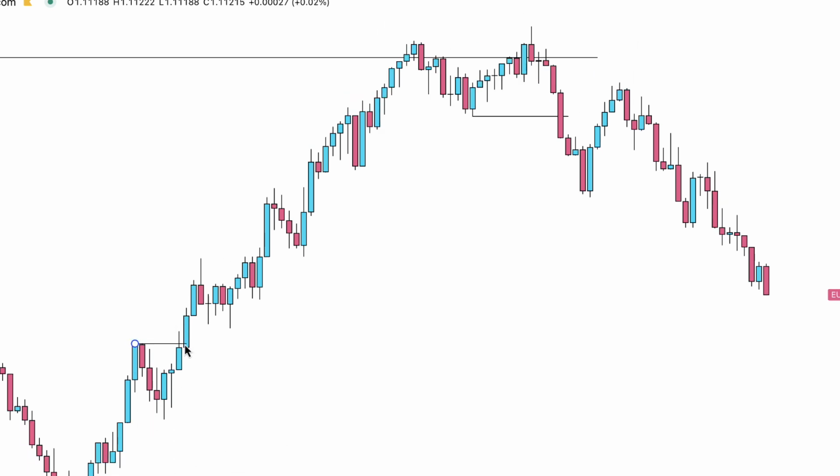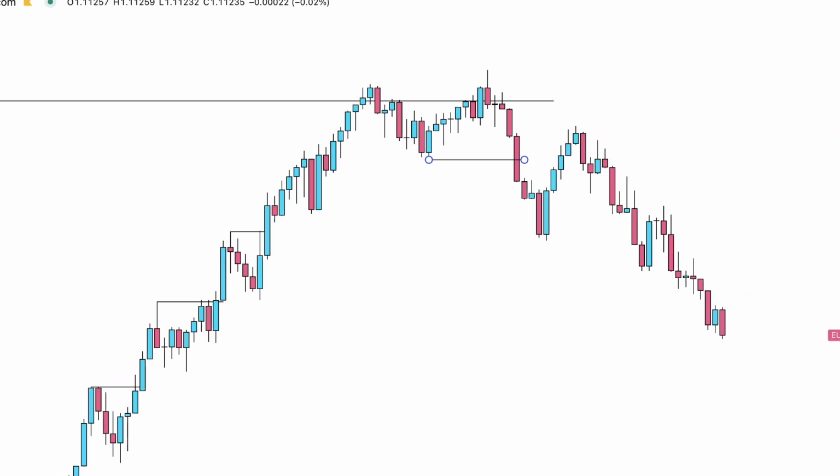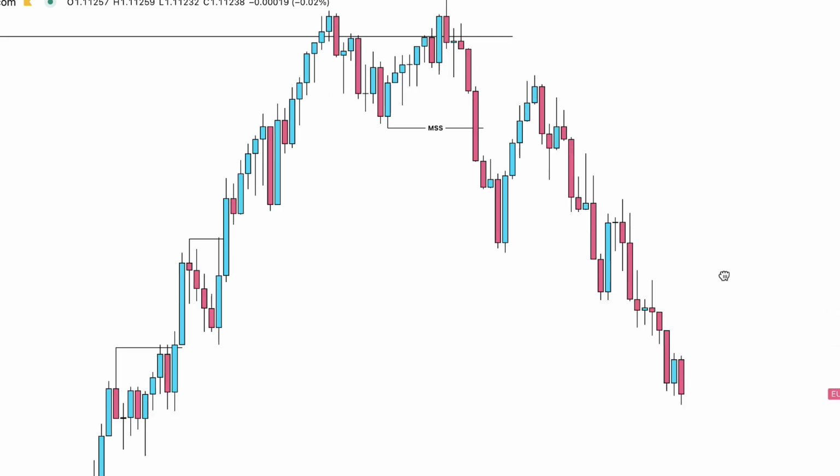Break of structure bullish. And it ensures continuation of trend. Break of structure, break of structure. This is trend continuation every time I have break of structure. So when I have the shift in market structure, it means the bullish movement is going to change to bearish. That is as simple as that. All right.